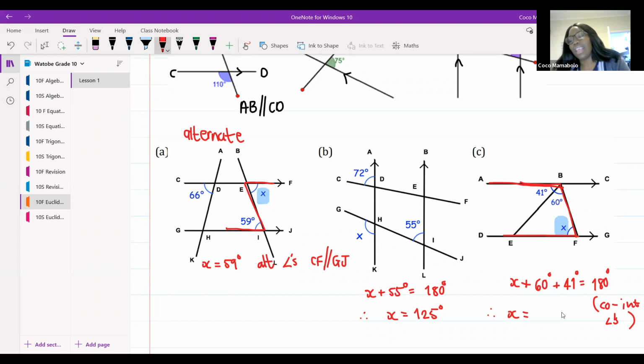79. Excellent. 79 degrees. Nicely done, Tisetso. Excellent. We just need to remember the names of those angles. Corresponding, co-interior, alternate, but you did that so beautifully.